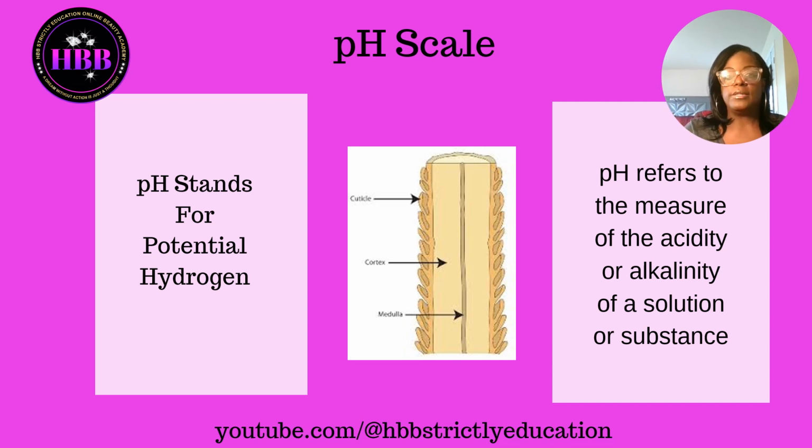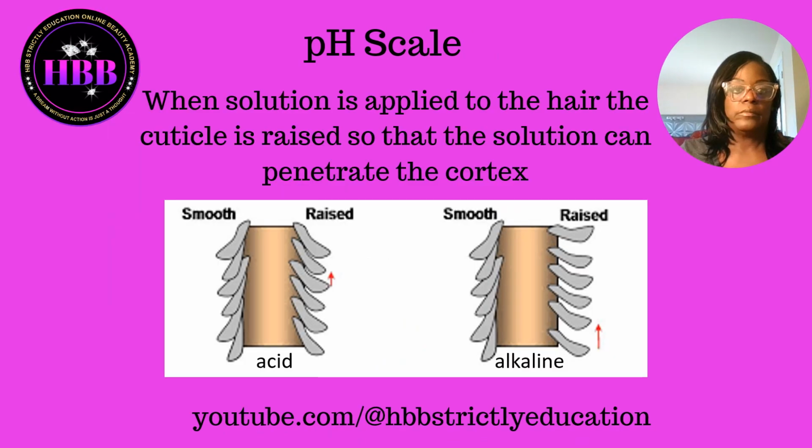Now, in the cortex is where the restructuring takes place. So you can't get to the cortex without going through the cuticle. Okay, and you go through that cuticle, you put a chemical on the hair. This chemical penetrates the cuticle, goes into the cortex, and now we have restructuring taking place inside the cortex. When solution is applied to the hair, the cuticle is raised so that the solution can penetrate into the cortex.